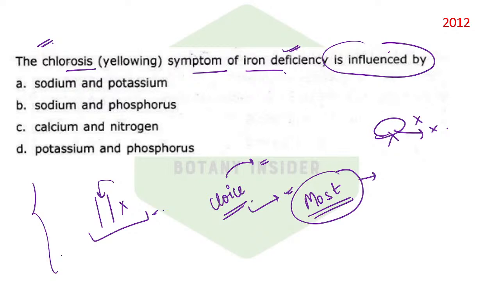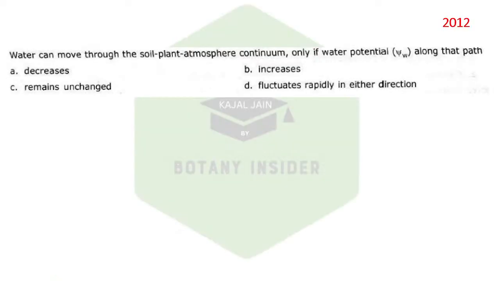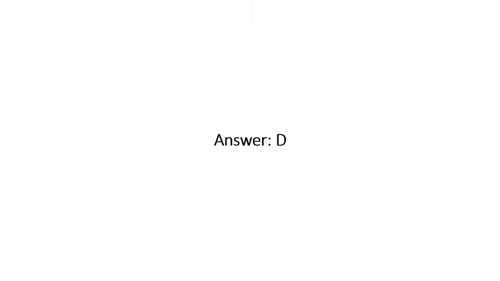Okay, let's see. Easy question. Chlorosis symptom. Answer is option number D. Potassium and phosphorus is the correct answer for this particular question. Chlorosis symptom of iron deficiency is influenced by potassium and phosphorus. Remember this. Next question.